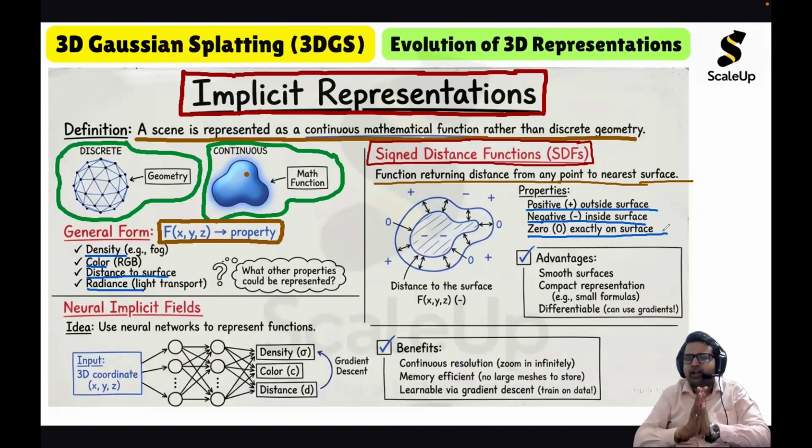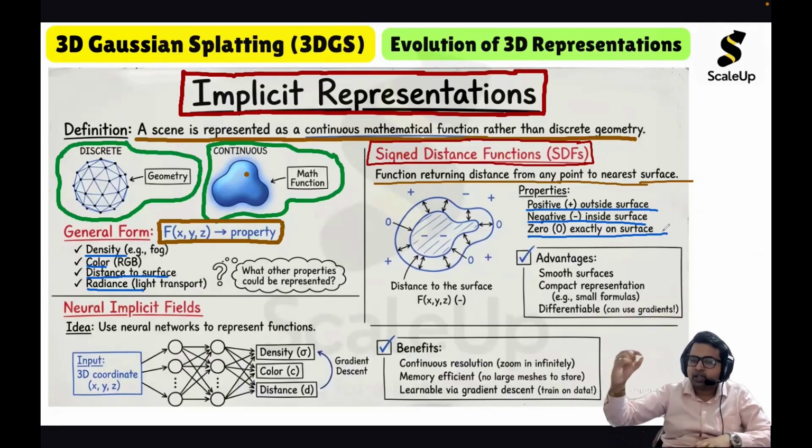But you should get an idea that we have continuous mathematical functions which can represent 3D space, 3D scenes, and one of them is the signed distance function. We are not discussing the exact mathematical function, we are discussing its nature. Whatever point xyz you give it, it will give the distance of that point from the nearest surface. And that distance can be positive, negative, or 0.